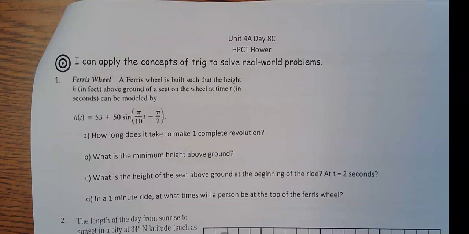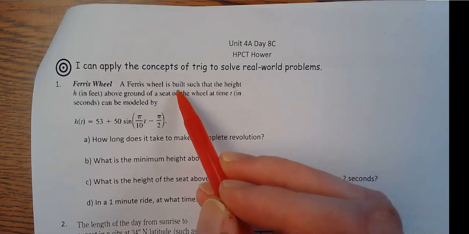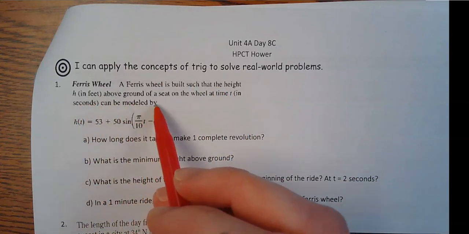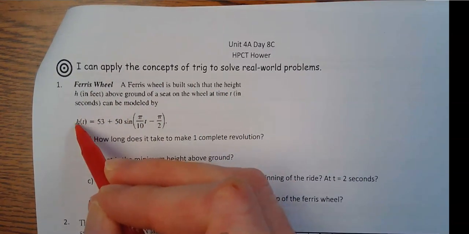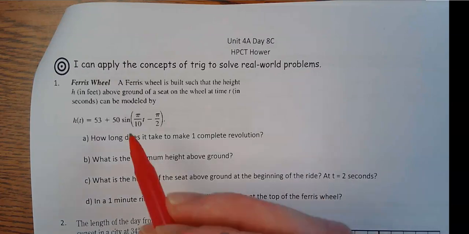Okay, so the third day of day 8, we're going to do just some more of these application problems. So there's a Ferris wheel. It's built such that the height in feet above the ground, whatever number comes out, is how far off the ground you are. And it's modeled by this.